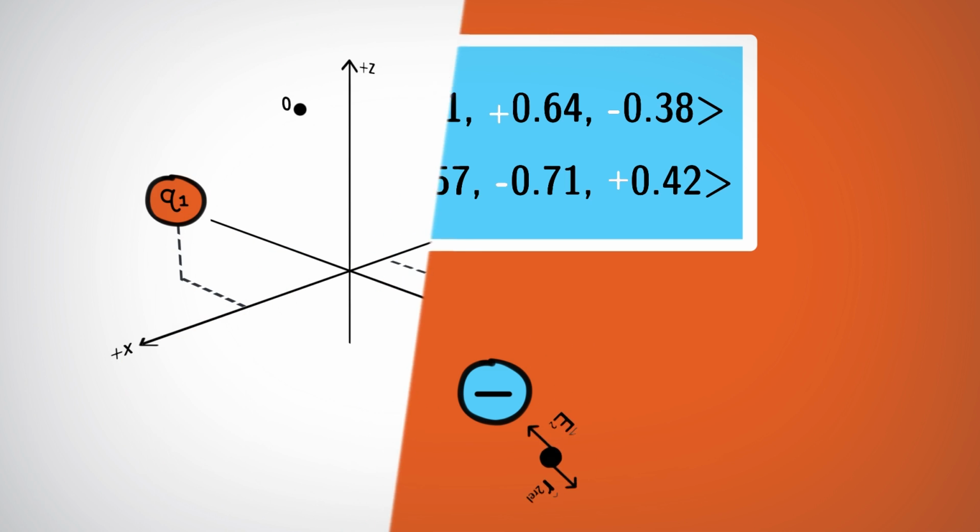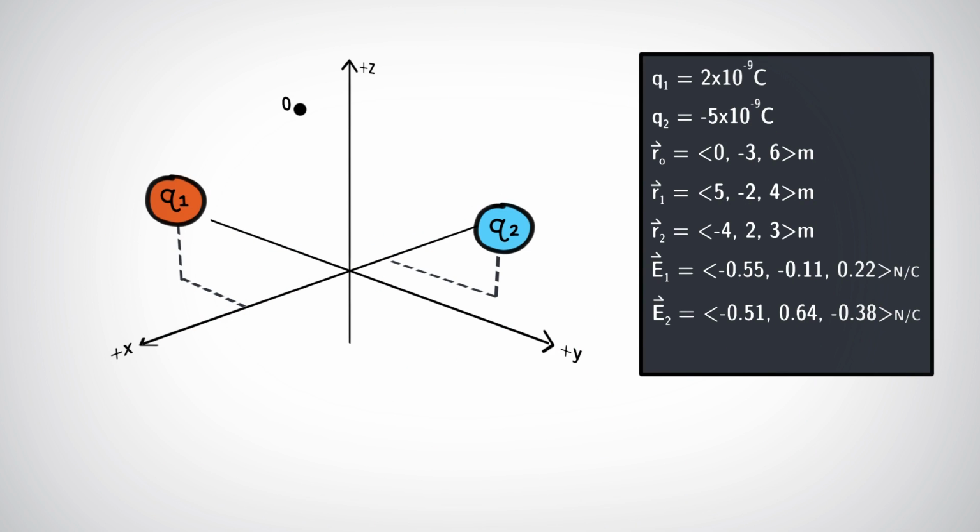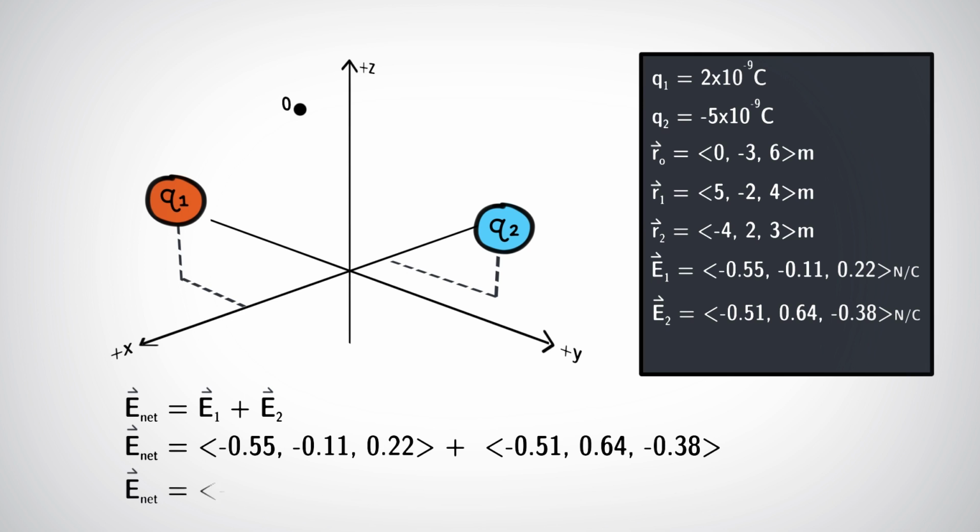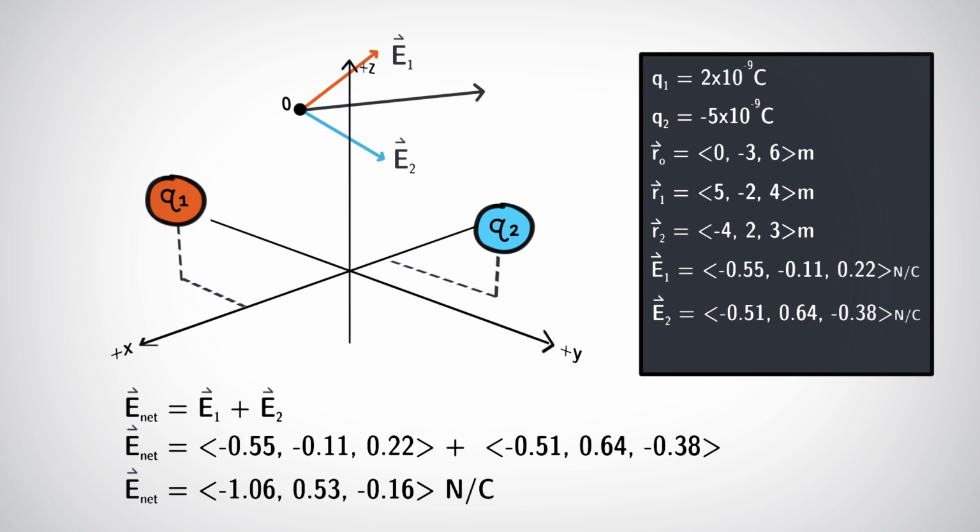Now for the final step. We add up all of the electric fields to get the total, the net electric field at location O. We see that by sketching arrows to represent E1 and E2, when we add these arrows graphically, we obtain an arrow representing the net electric field, E net, and we see that this arrow representing E net is consistent with our numerical result.